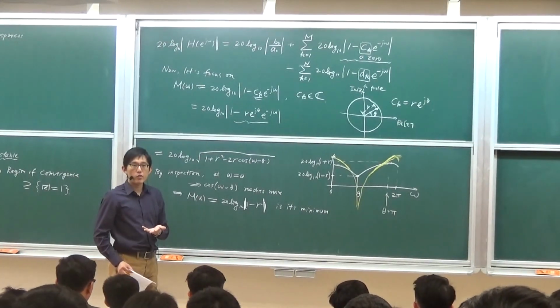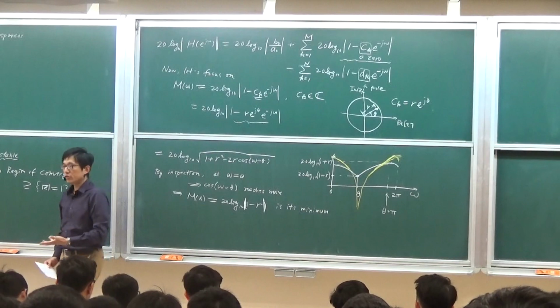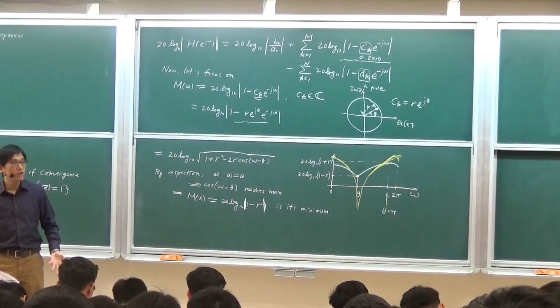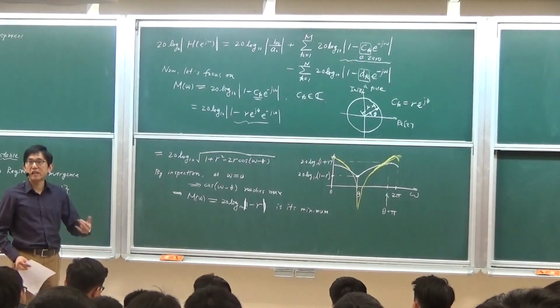Let's say now you're implementing a system. You might be given the sampling rate. The sampling rate is 16 kilohertz.